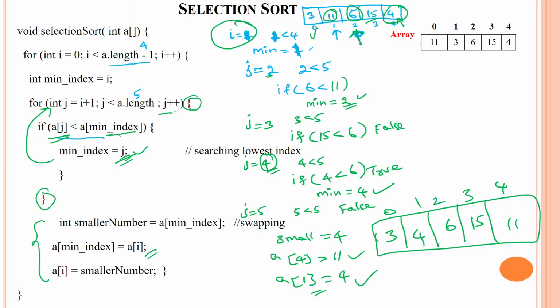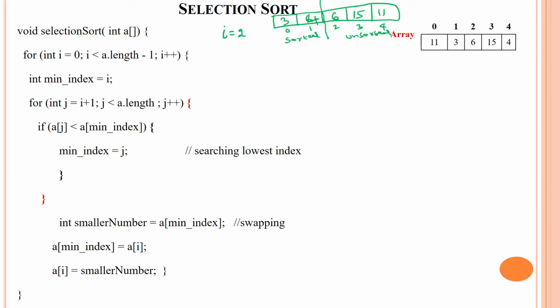Then we will get into iteration number 2. I less than length minus 1. Here length is 5, 5 minus 1 is 4, so 2 less than 4, the condition is true. Then minimum index is now 2, so this is the minimum index. Then inside the j loop, j equals I plus 1, so 3 less than 5, the condition is true. Then we are checking a of 3. A of 3 is now 15. Is 15 less than a of minimum index, which is 6?